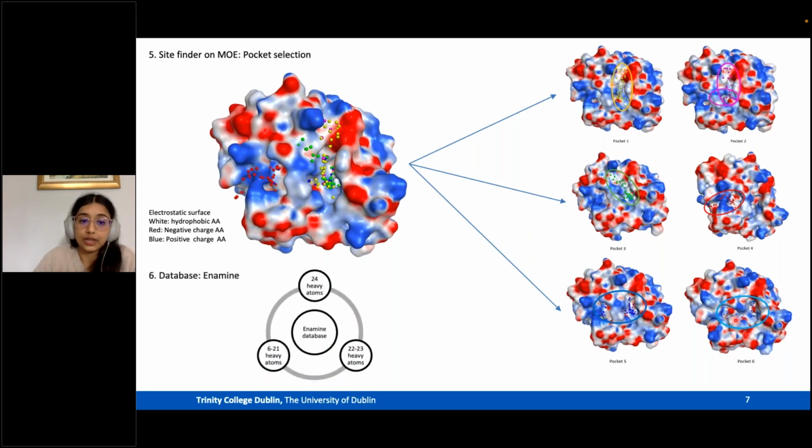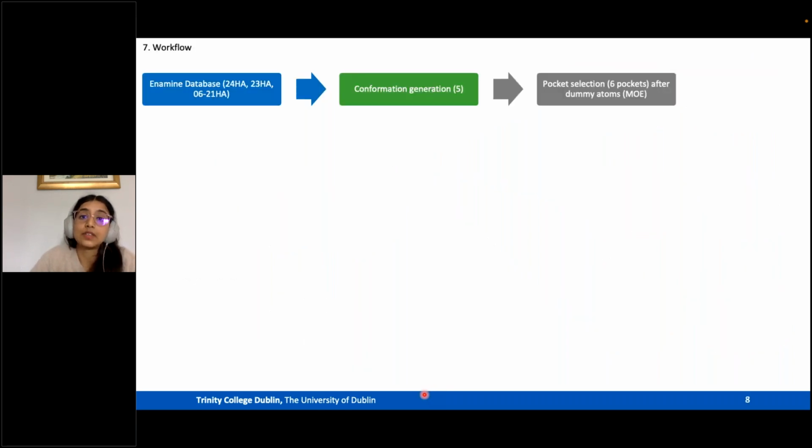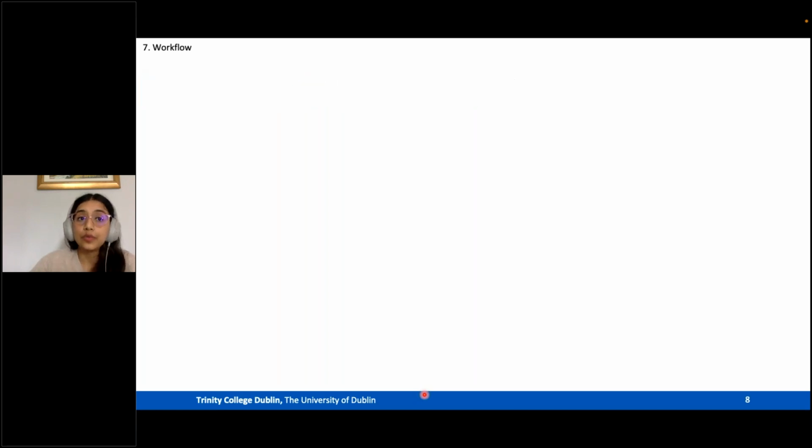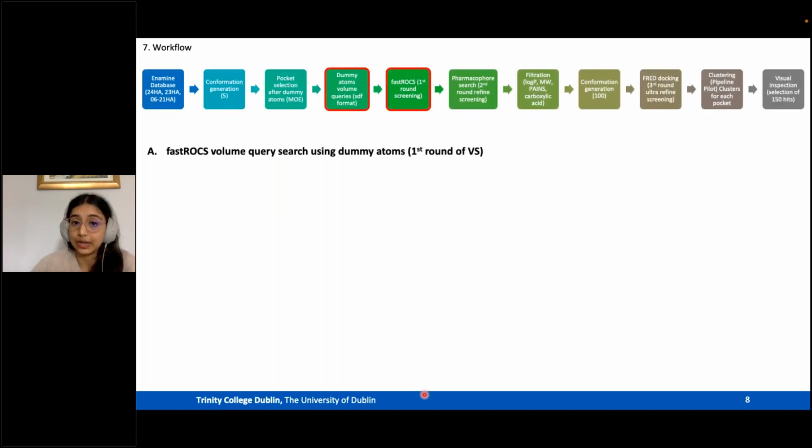So for virtual screening, the database that we've used is the Enamine database. It has molecules with 6 to 24 heavy atom counts. So what we've done next is we've created conformations of these molecules that are present within the Enamine database. We've already selected our 6 binding pockets, and then we moved forward with our virtual screening workflow.